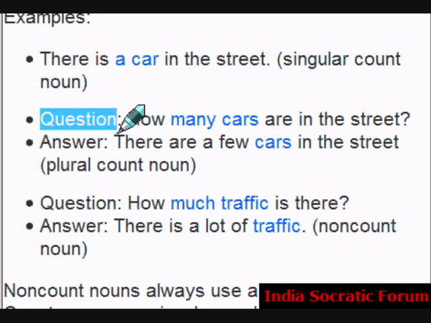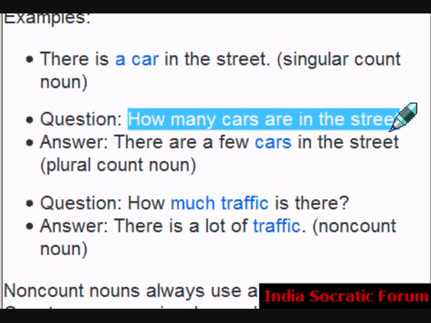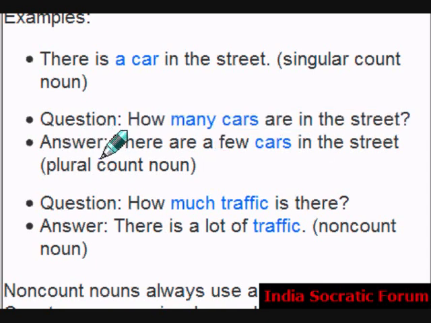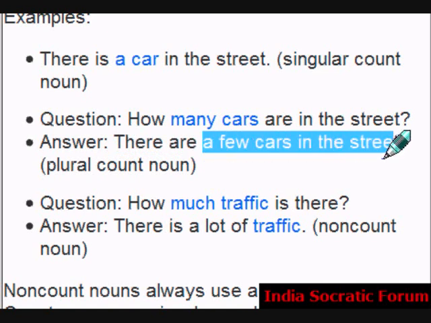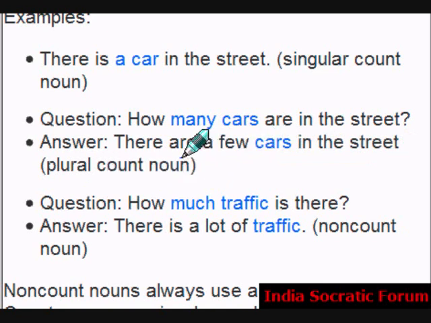Question. How many cars are in the street? Answer is, there are a few cars in the street. It's a plural form of count noun. Few cars.